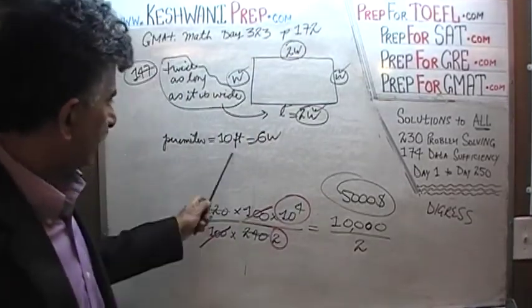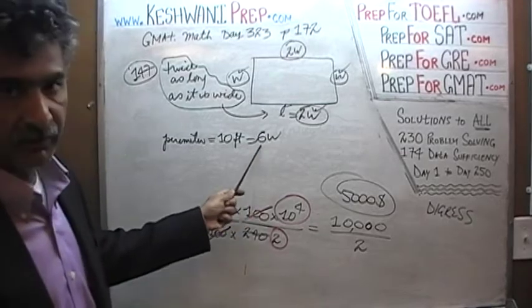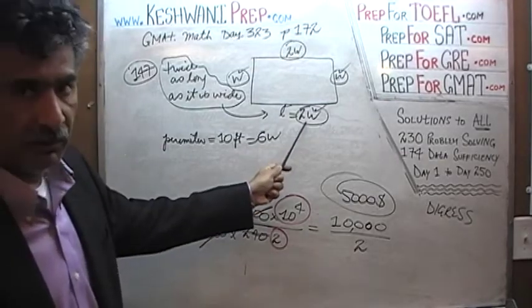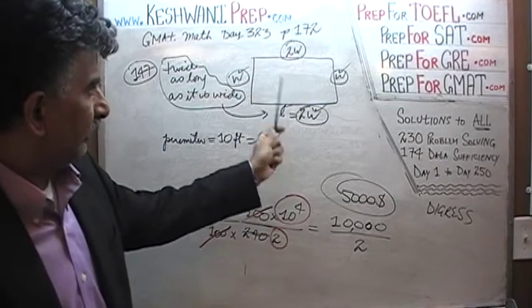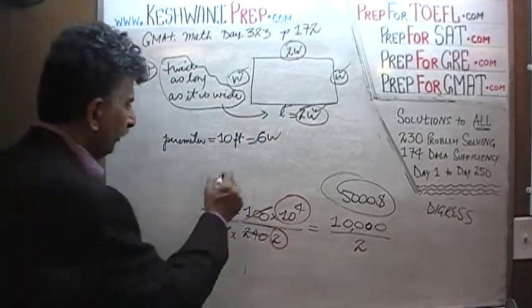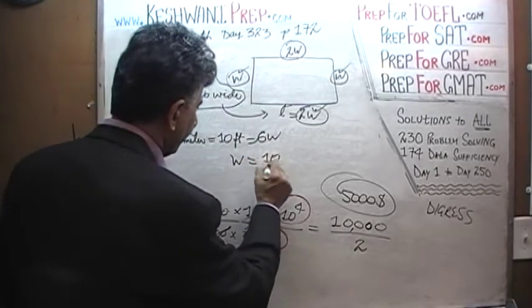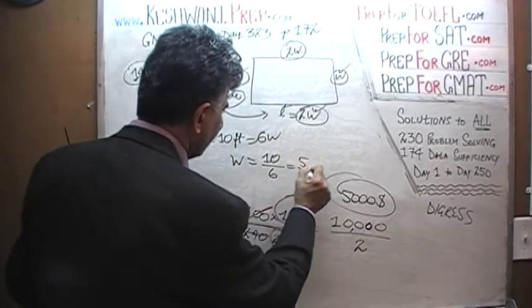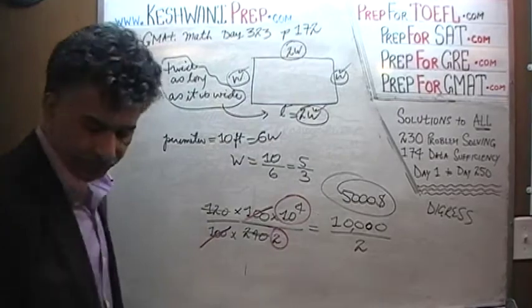Perimeter equals 10, which expressed in terms of width is 6 times the width, because the length is twice the width. Let's solve for w. w is going to be 10 divided by 6, which is the same as 5 over 3. That's it, we're done.